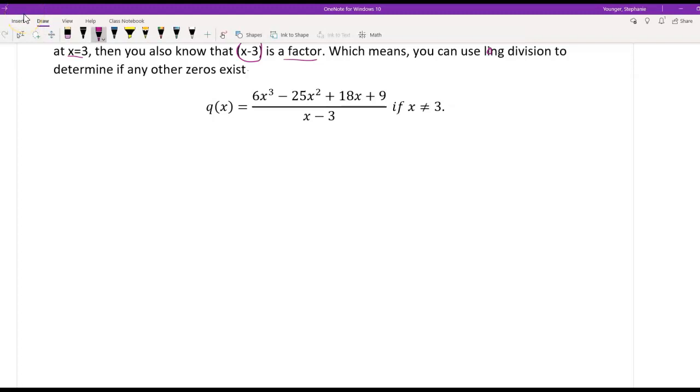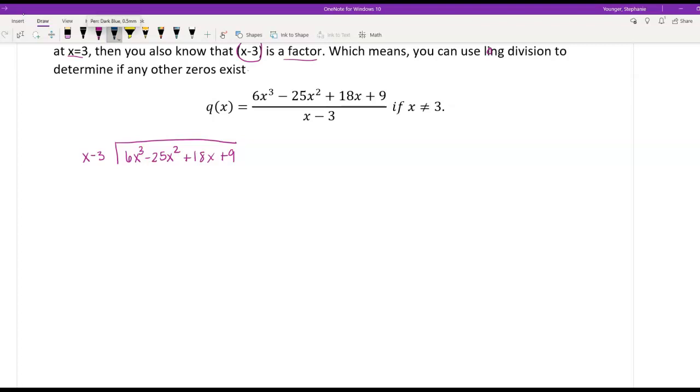So we actually take our denominator, x minus 3, we put it over here, and then over inside we have 6x cubed minus 25x squared plus 18x plus 9. And now we have that division bar. So first things first, I have an x. What do I have to multiply x by to get 6x cubed?